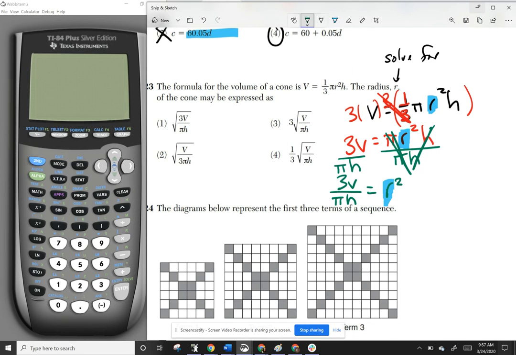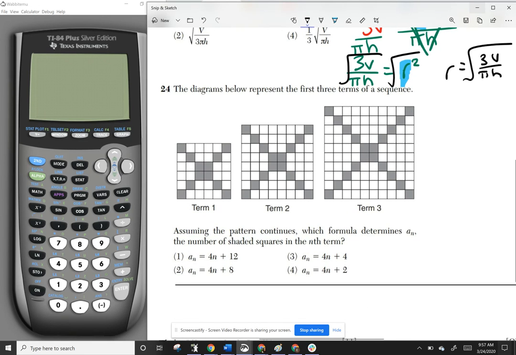But r is not alone yet. It still has that exponent, so we need to take the square root of both sides, and we get r equals the square root of 3v divided by pi h. And that is number 1.